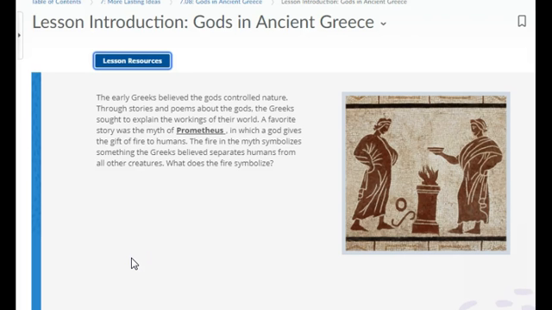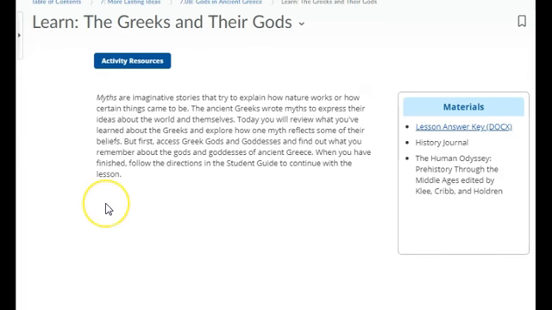So the early Greeks believed the gods controlled nature. Through stories and poems about the gods, the Greeks sought to explain the workings of their worlds. A favorite story was the myth of Prometheus, in which a god gives the gift of fire to humans. The fire in the myth symbolizes something the Greeks believe separates humans from all other creatures. So you're going to see if you can tell, what does the fire symbolize?